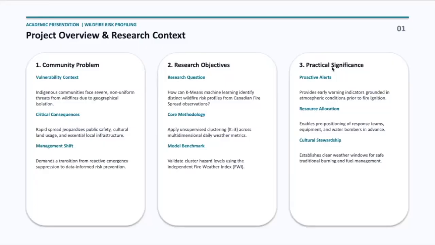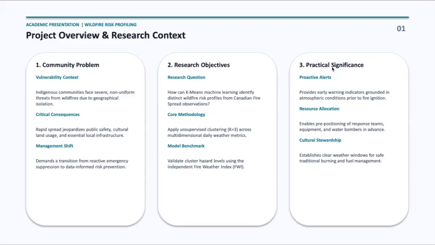Hello everyone. Today's presentation focuses on analyzing environmental factors that drive wildfire spread risks using machine learning techniques. Many Indigenous communities, particularly remote First Nation regions across Canada, are disproportionately affected by wildfire risks due to geographic isolation, limited initial response resources, and shifting climate patterns. When a wildfire spreads rapidly, critical evacuation routes and community infrastructure become vulnerable very quickly.